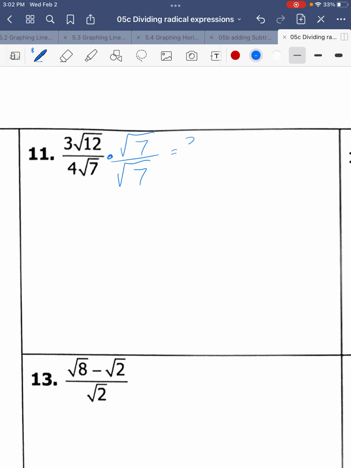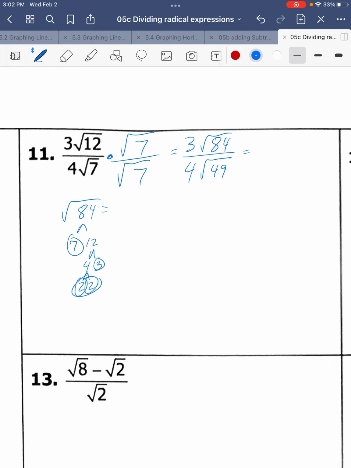We have 3 square root, 12 times 7 is 84. Square root of 7 times the square root of 7 is 7 squared, or 49, which is going to be 7. The numerator, square root of 84, simplify that. So now that's 7 and 12, 4 and 3. There's your perfect squares of 4.